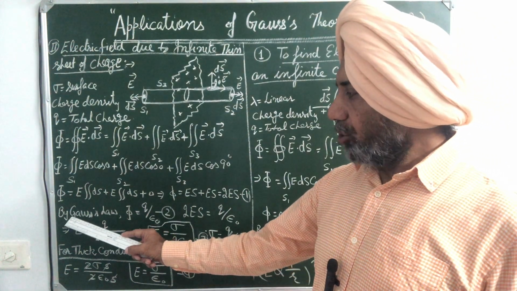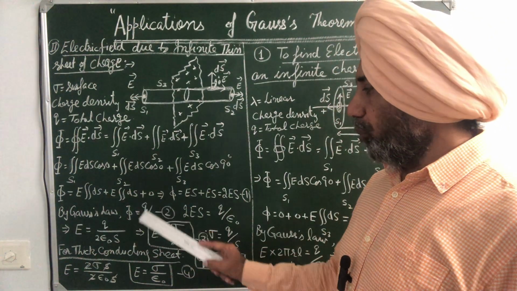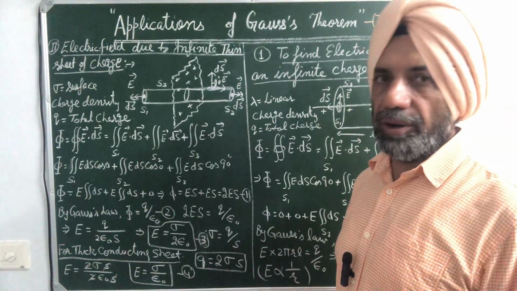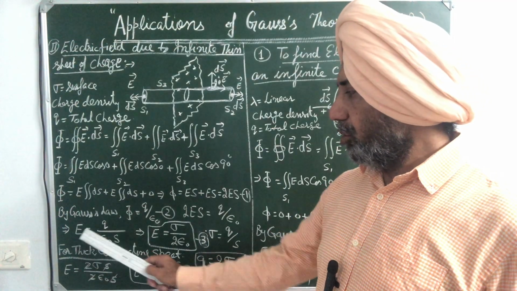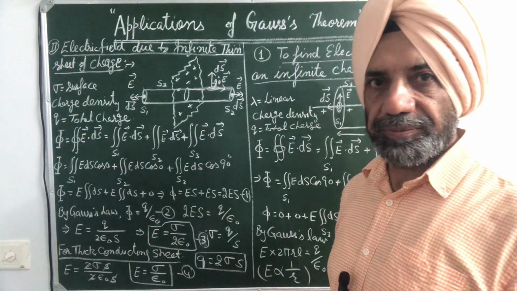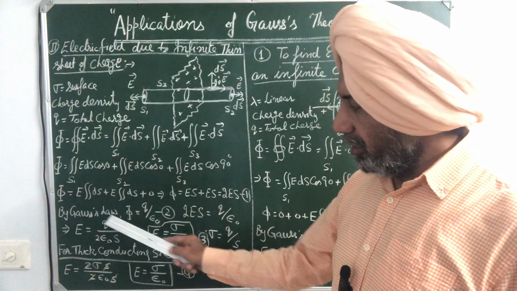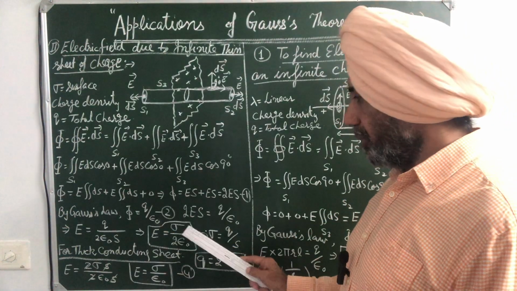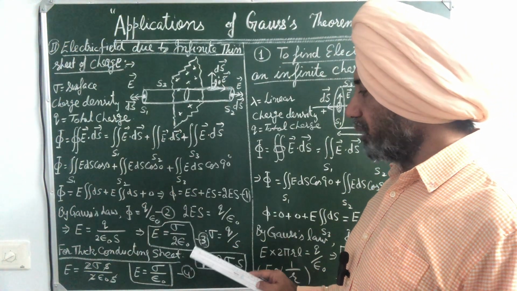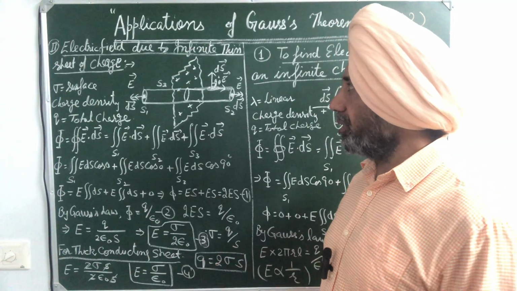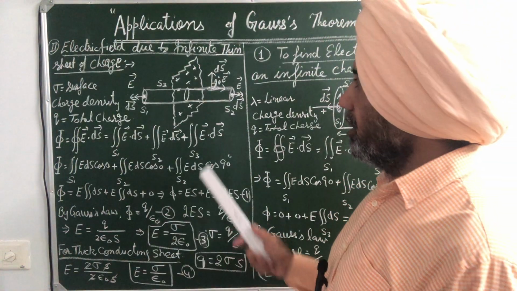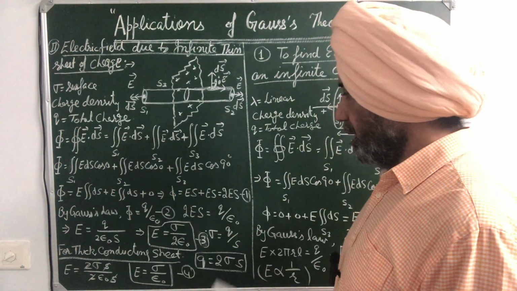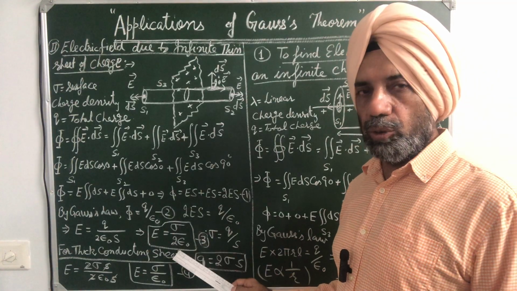Then by Gauss theorem, phi is equal to Q upon epsilon naught again. So comparing 1 and 2, 2ES is equal to Q upon epsilon naught, or E is equal to Q upon 2 epsilon naught S. Now Q upon S is again sigma, the surface charge density, charge per unit area. So E comes out to be sigma over 2 epsilon naught, which is the required expression for the electric field due to an infinite thin sheet of charge. The electric field due to an infinite thin sheet of charge is given by E is equal to sigma over 2 epsilon naught.